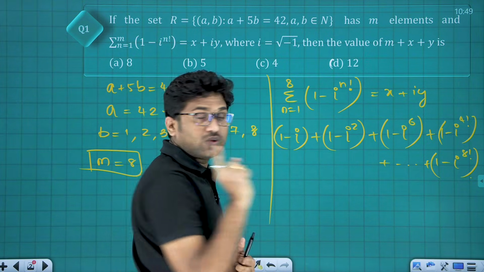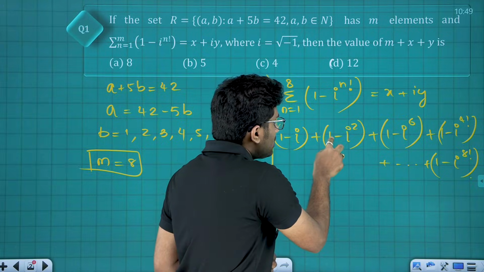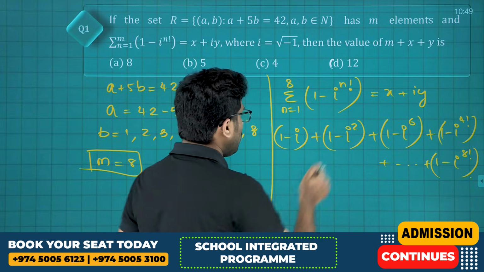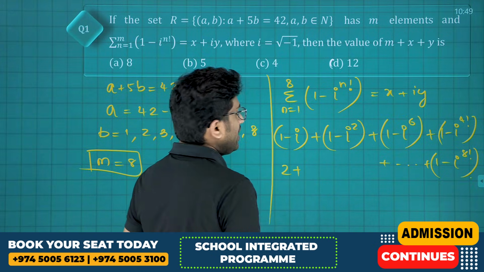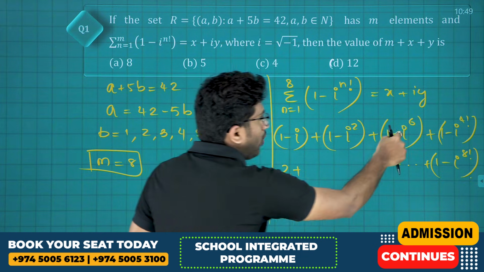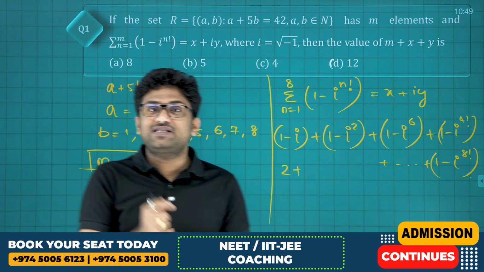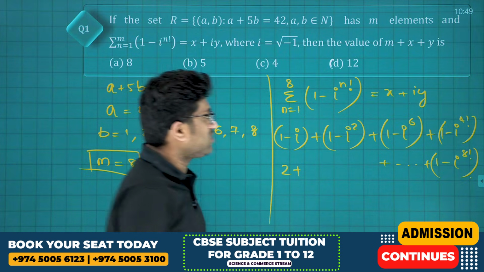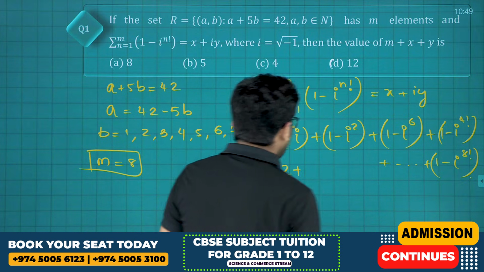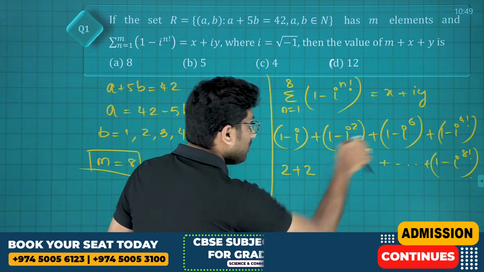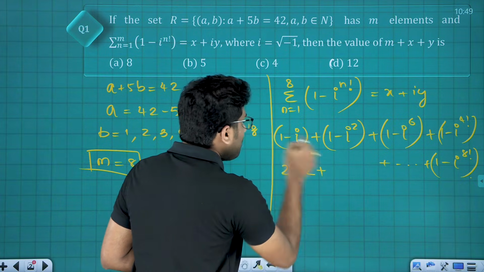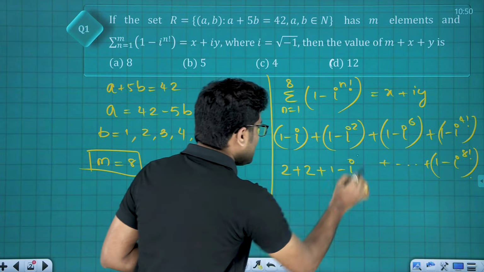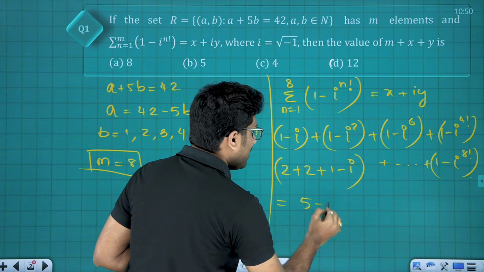Okay, now let's focus on only these three. i square is minus 1. So 1 minus of minus 1, we have got plus 2. Next, this is already there, (1 minus i) power 6. i power 6 can be written as i power 4 into i square. i power 4 is plus 1 and i square is minus 1. Again 1 plus 1 which is 2, plus (1 minus i). So this is nothing but now 5 minus i.